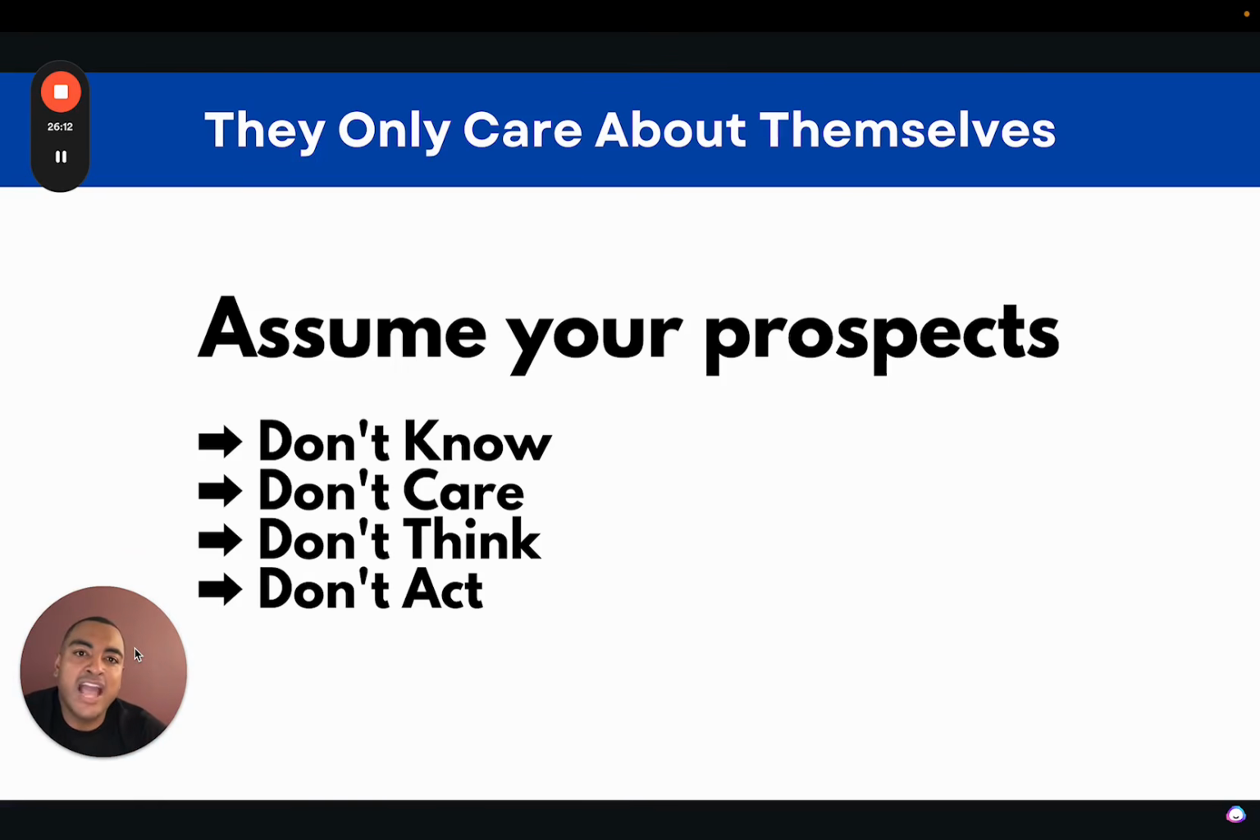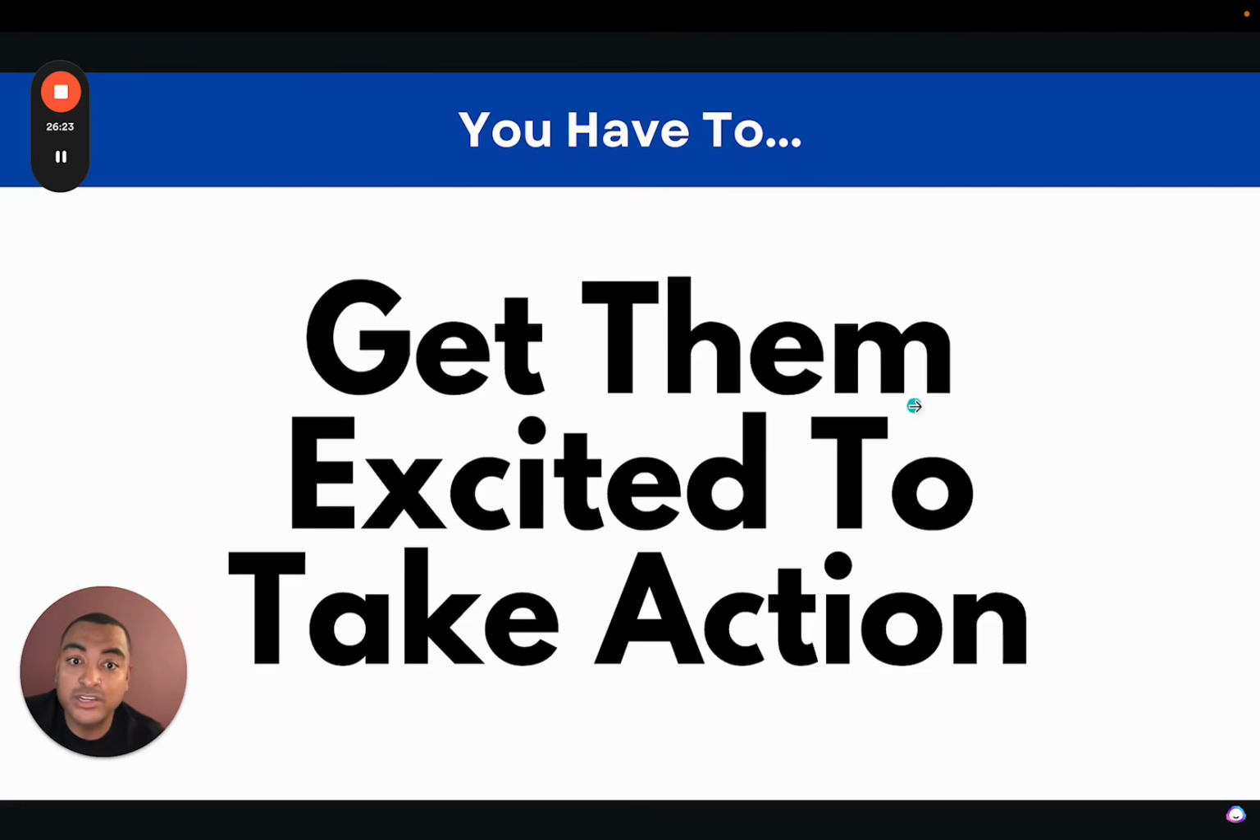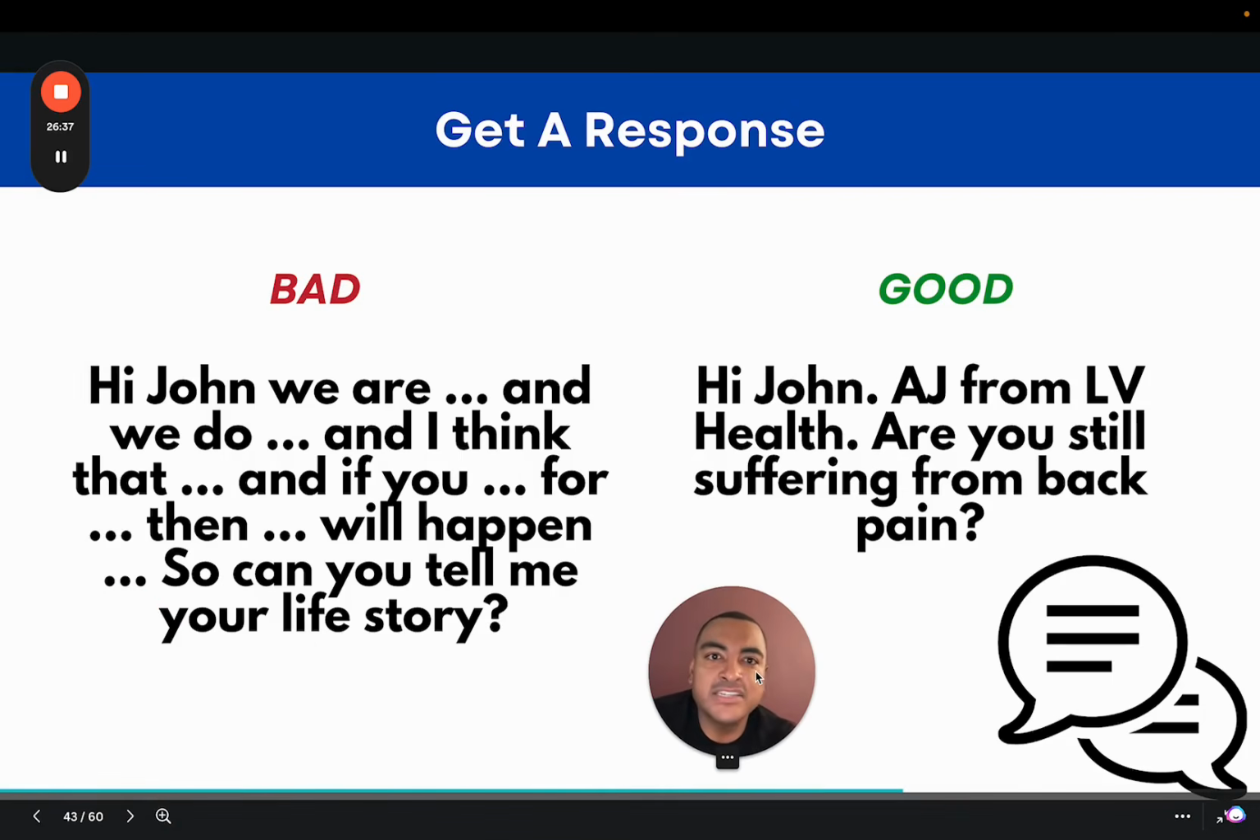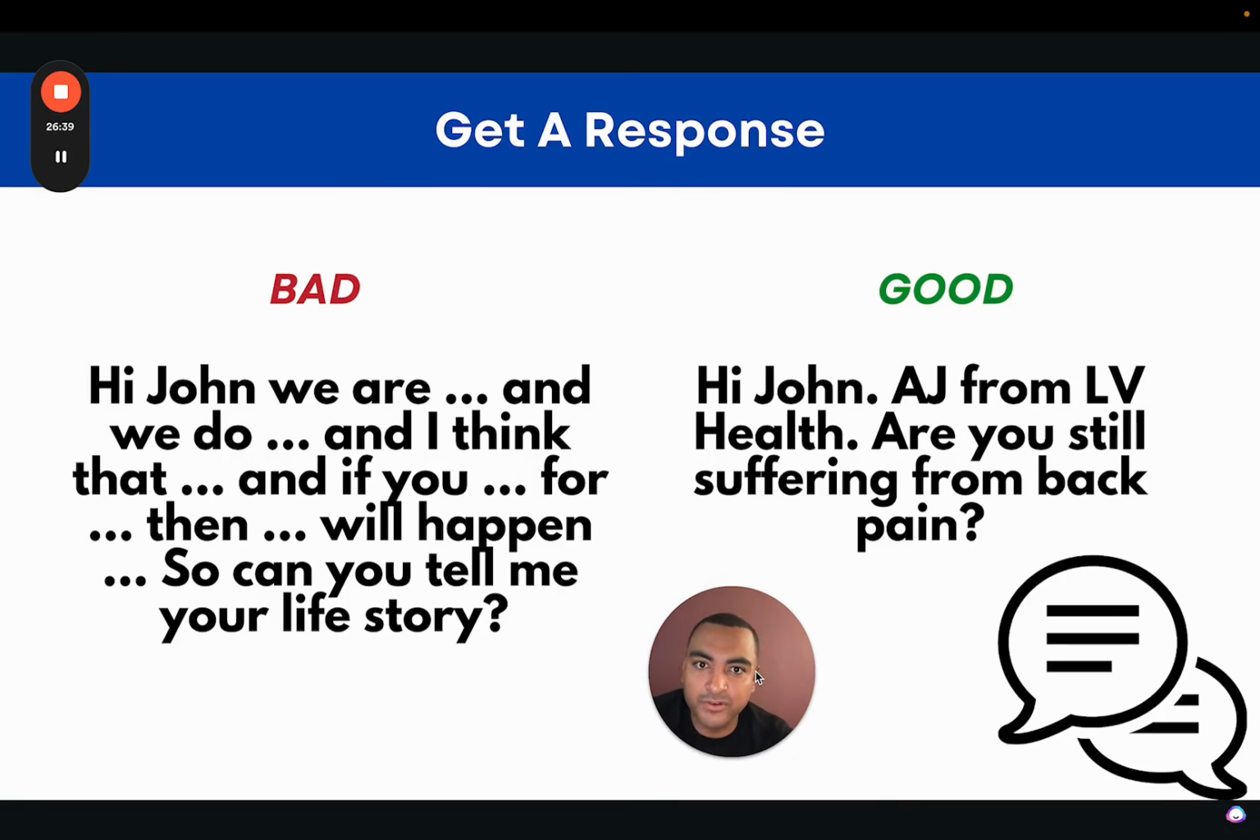So you almost have to use your will and force to get people to take the action, to answer the phone, to respond to the text. And there are some things you can do to accomplish that. Number one, you have to get them excited to take action. If people aren't excited to take the action that you want them to take, they're not going to take it. So in order to do that, you have to start with simple messaging and just get a response first.